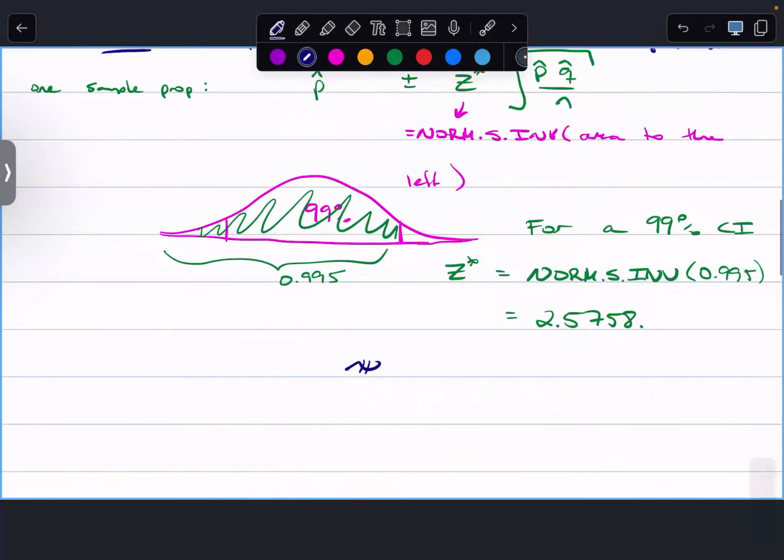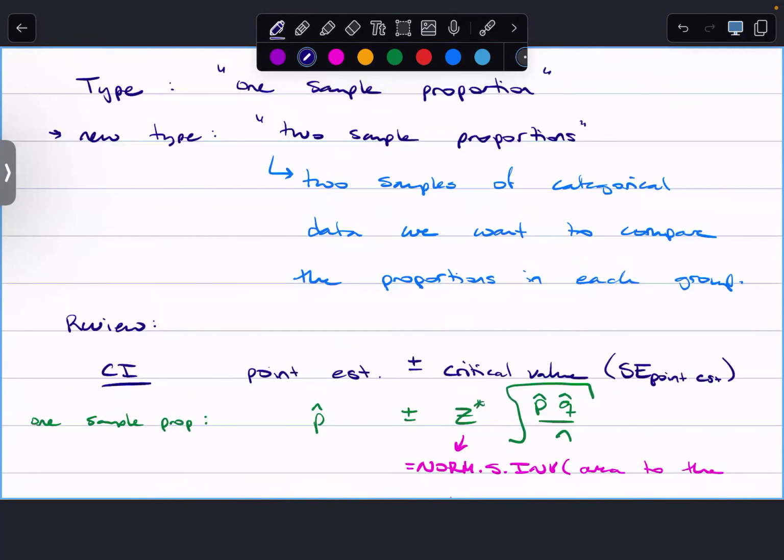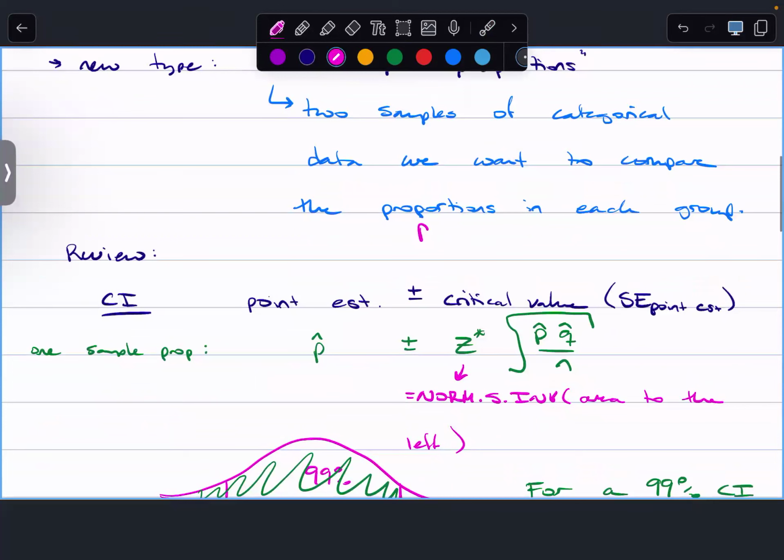I'll call that the end of the review because I'll introduce the confidence or the hypothesis testing as we go, but just remembering the point estimate and the standard error of the point estimate is a good place to start. So what we want to do is compare the proportions in each group. So now I'm going to have some P1, the population proportion in group 1, versus P2, the population proportion in group 2.